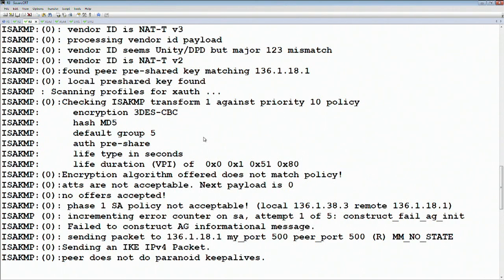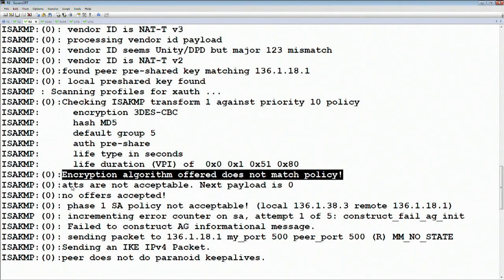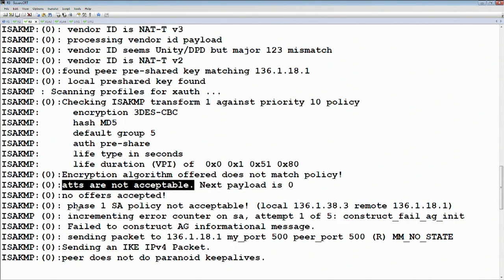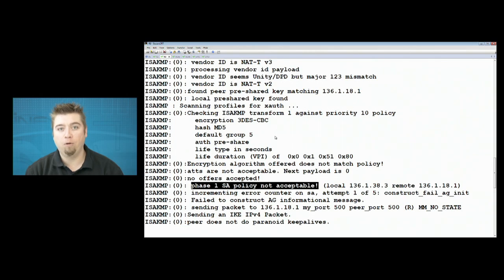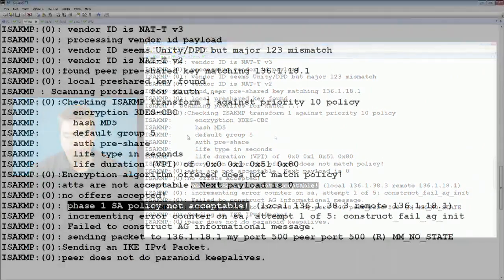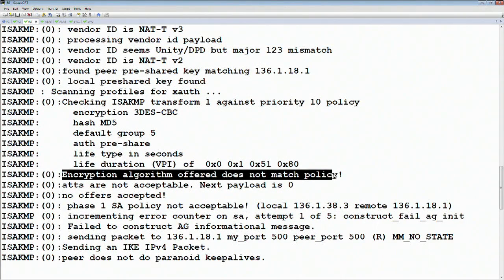Okay, now we can see it says there's a problem here because the encryption algorithm does not match the policy and the attributes are not acceptable. Okay, this is really the final output that you're looking for here. If we have multiple policies that we're checking against, but for some reason the policy does not match, the router or the ASA is always going to end in this output that says the attributes are not acceptable for the phase 1 policy. This tells us that either there's a problem in the encryption, the authentication, the hashing, or the Diffie-Hellman group. Now specifically which one the problem is, it should just tell us right here. It says that the encryption algorithm does not match the policy.